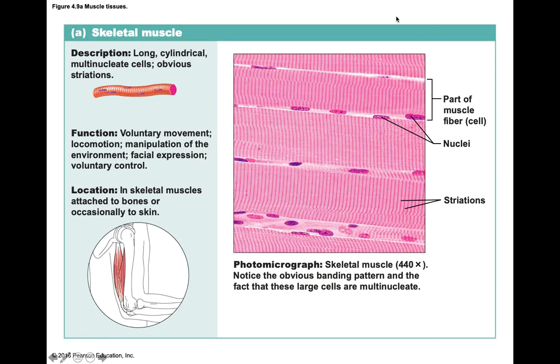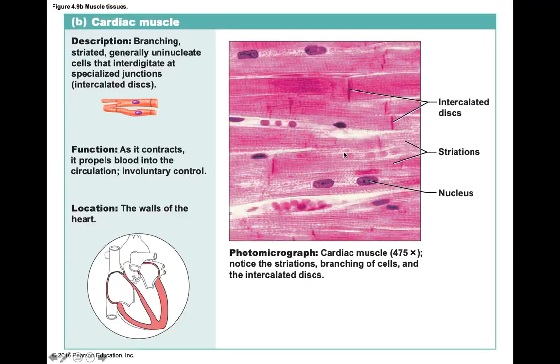We have our skeletal muscle here, and this has our vertical bands, kind of stripy. Like I said, it reminds me of a striped shirt. And then this is our cardiac muscle, only found in the heart. Our function here is that as it contracts, it propels blood into circulation, so part of your circulatory system. It's going to be pumping blood. It's going to be receiving blood from the body and then pumping blood back out to the rest of your body.